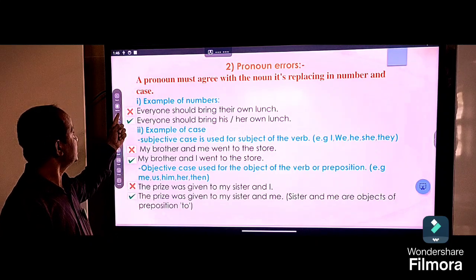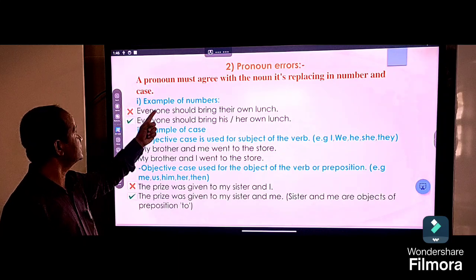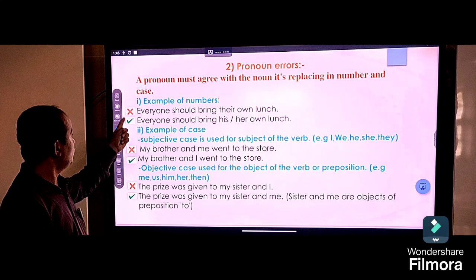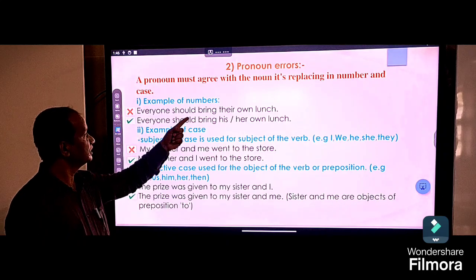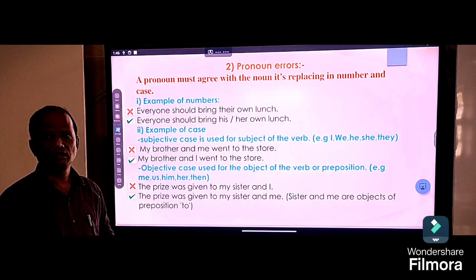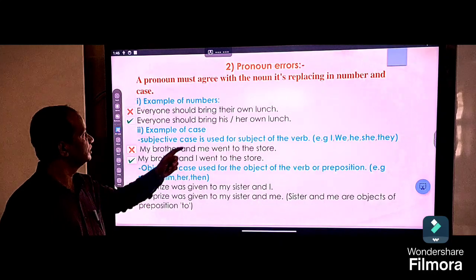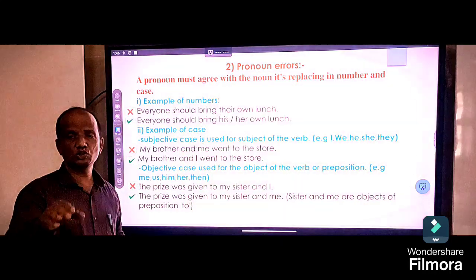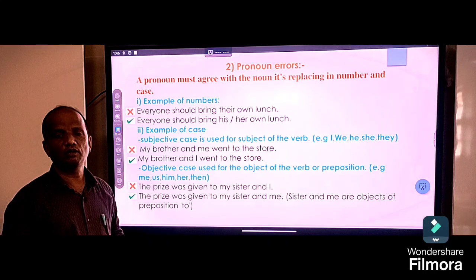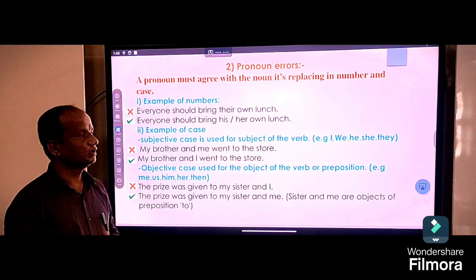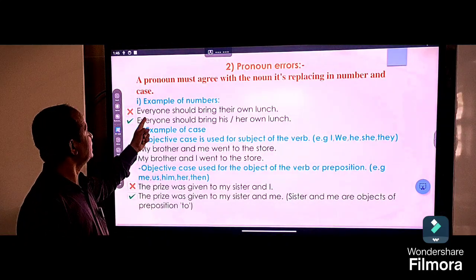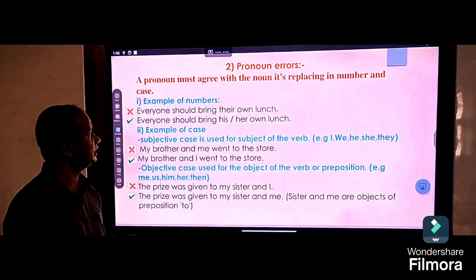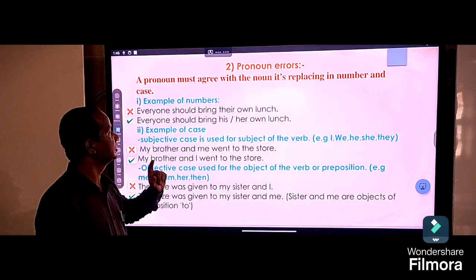Here I have stated the examples of number error in the sentences. Everyone should bring their own lunch. Here you will find that the pronoun their has been used. It is used for the plural noun, that is they. But here everyone is singular. So the appropriate pronoun for it will be his or her.